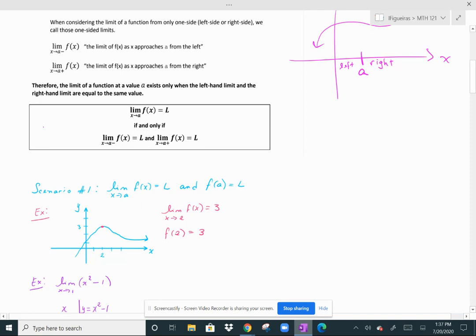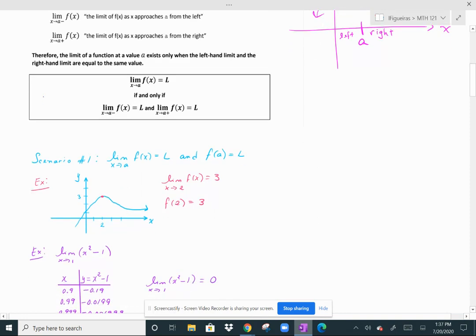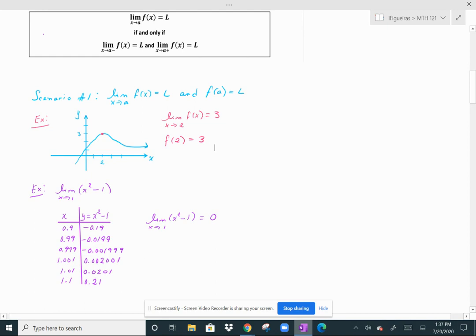Okay, here's another example of scenario 1, where the limit value and the function value are the same. And we're going to look at this from a numerical perspective. So numerically, that means that we're actually going to plug in values that are close to 1, right? Because that's what your limit is approaching. And so these are values close to 1 that are to the left of 1, less than 1.